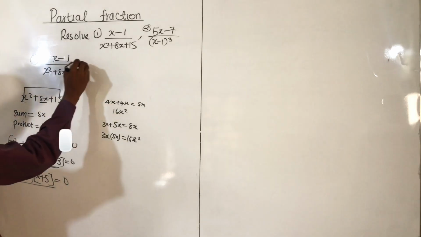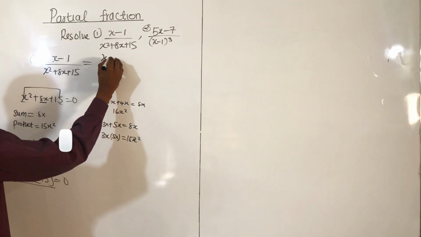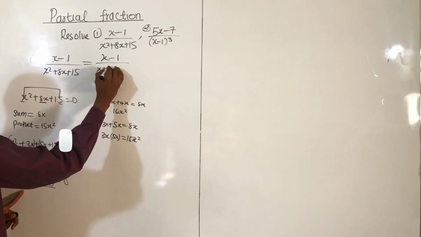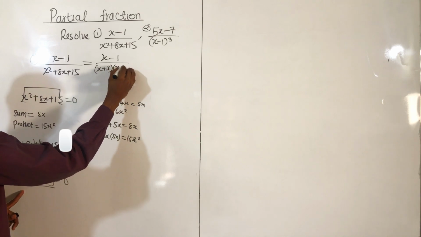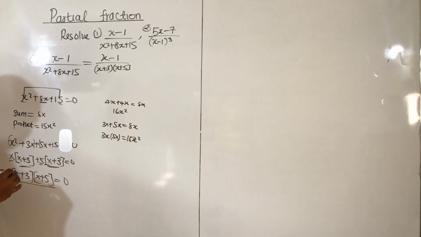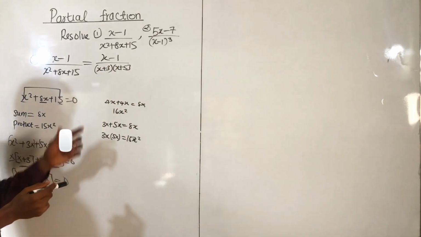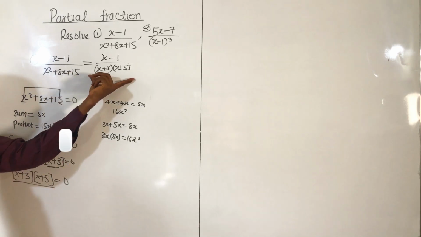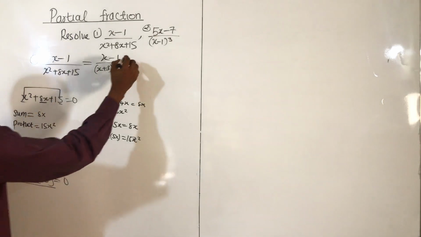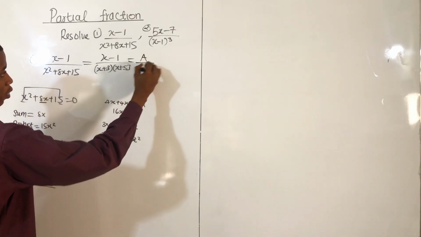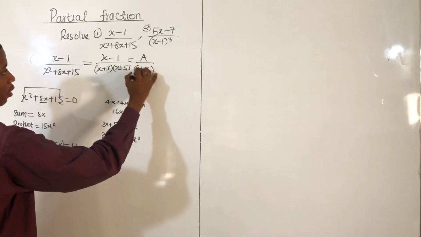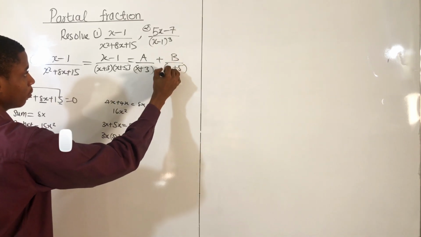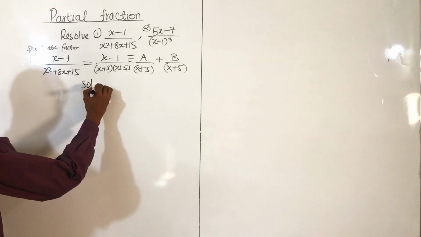We're going to put this in place of this. We have (x-1) over (x plus 3)(x plus 5). This is the concept: a quadratic factor can be simplified into this. Now, for us to go on, we're going to assign A over (x plus 3) plus B over (x plus 5). We have the solution here.